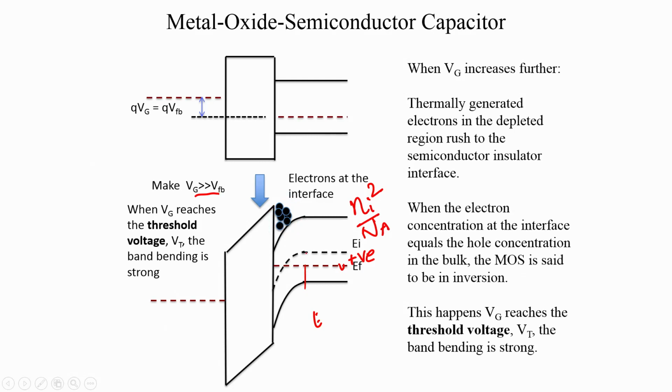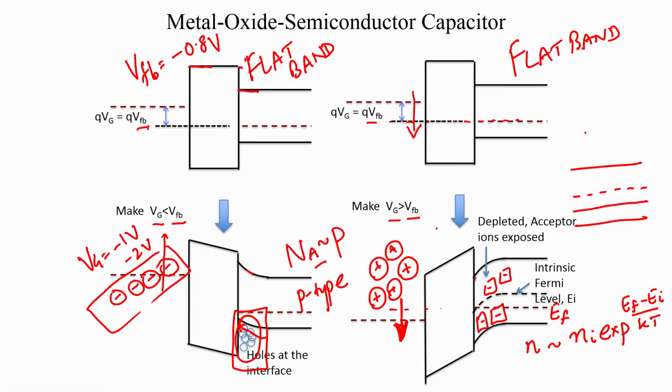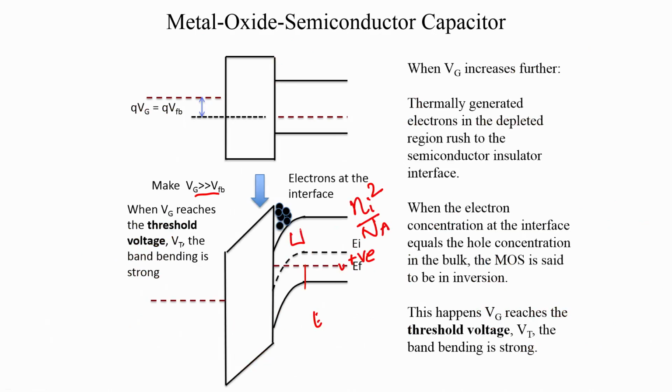So, we had this depletion region before heading here, with these exposed acceptor ions. You still have the depletion region here, but beyond a certain point electrons also start participating, and these electrons are thermally generated in the depletion region. Since your region is depleted, it encourages generation of carriers, and it is those thermally generated electrons that start appearing at the interface.